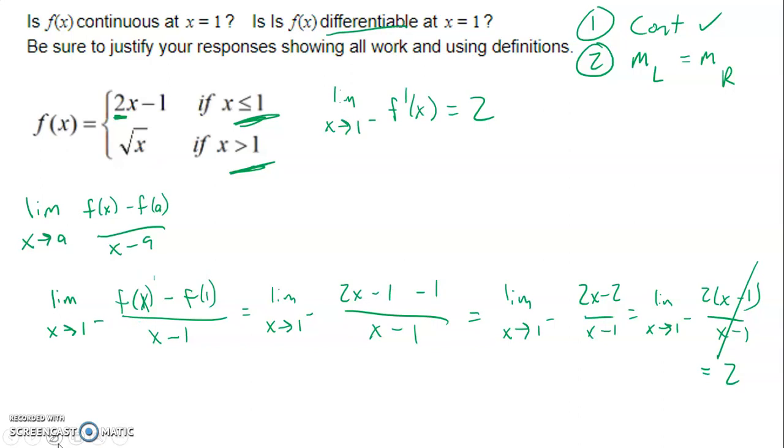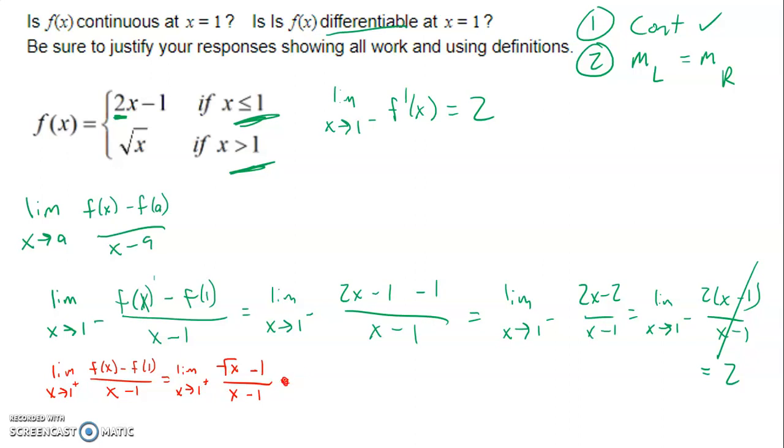All right, now let's look at the derivative or the slope coming from the right side. So the limit as x approaches 1 from the right side. And again, I'm going to be doing f of x minus f of 1 over x minus 1. So this would be the limit as x approaches 1 from the right side. f of x coming from the right side is the square root of x. It's still minus 1 because my f of 1 was still 1, over x minus 1. If I plug in 1 right now, I get 0 over 0, so I have to simplify.